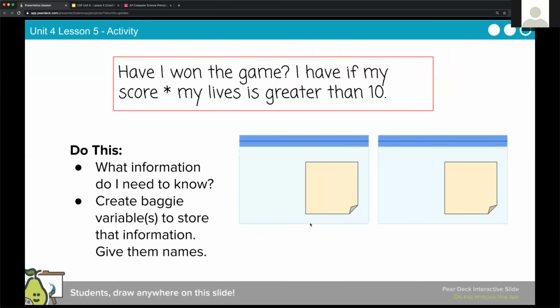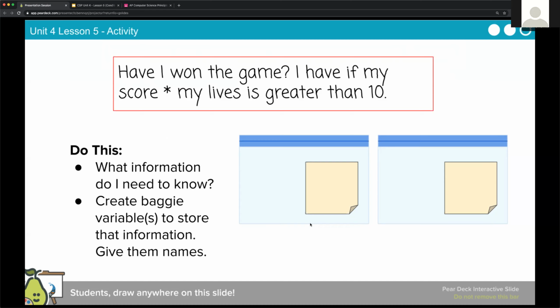Let's go ahead and look at another example that we can then apply to another flowchart. This one is a little bit more complicated because there's going to be two pieces of information that we're going to need to know in order to answer this question. So the question is, have I won the game? And I know the answer to this question if my score times my lives is greater than 10. So what information do I need to know in order to answer the question, have I won the game?